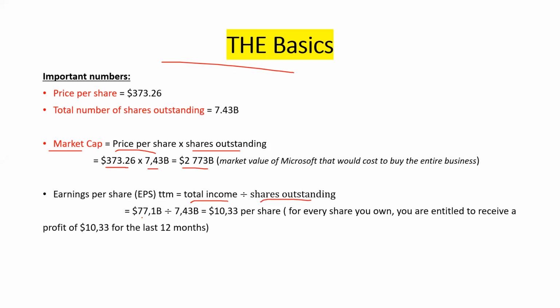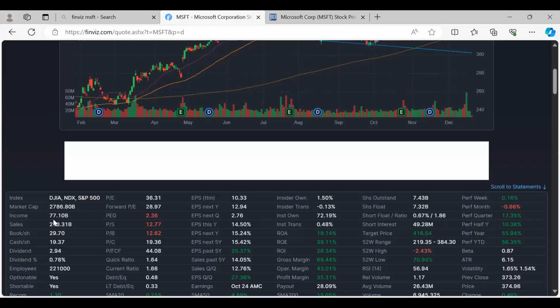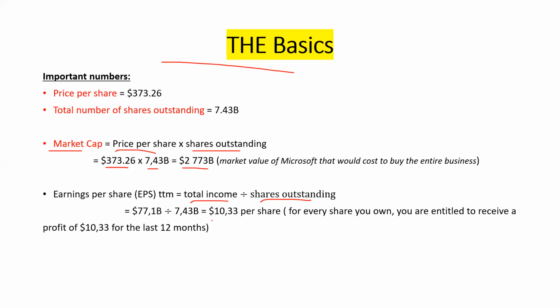So how do we get this total income figure? Well, we go back to the FinViz website. It tells us what the income is. And currently, Microsoft has an income of $77.1 billion. So we take this figure, we plug it into our equation, we divide it with the shares outstanding, we get earnings per share value of $10.33 per share. All right.